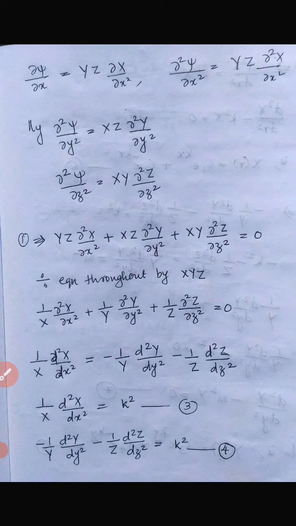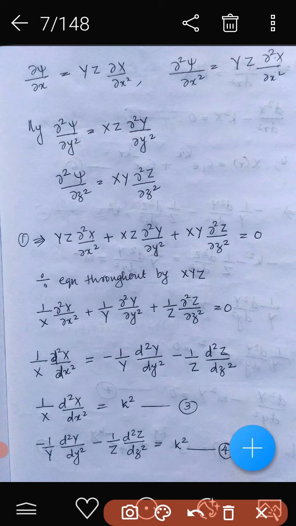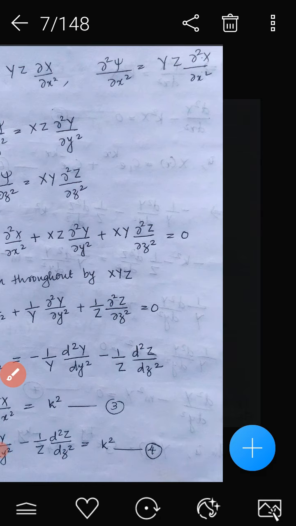Now we can find dou psi by dou x. What is dou psi by dou x? We know that the value of psi is X into Y into Z. So dou psi by dou x can be written as Y into Z into dou X by dou x. Now dou square psi by dou x square is equal to YZ into dou square X by dou x square. Similarly, dou square psi by dou y square is equal to XZ into dou square Y by dou y square, and dou square psi by dou z square is equal to XY into dou square Z by dou z square.